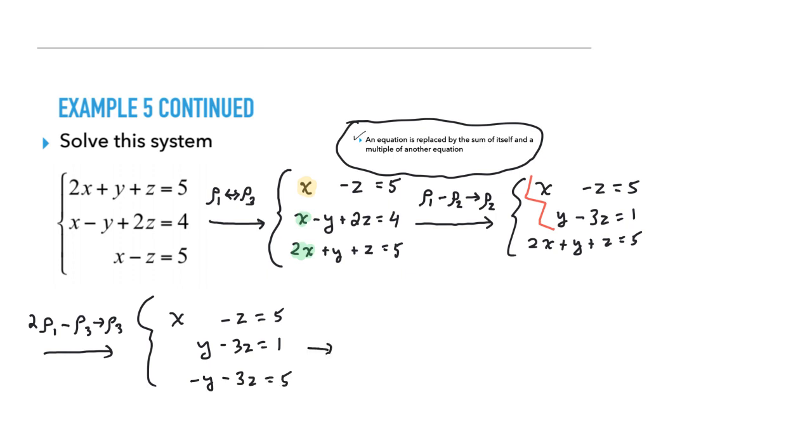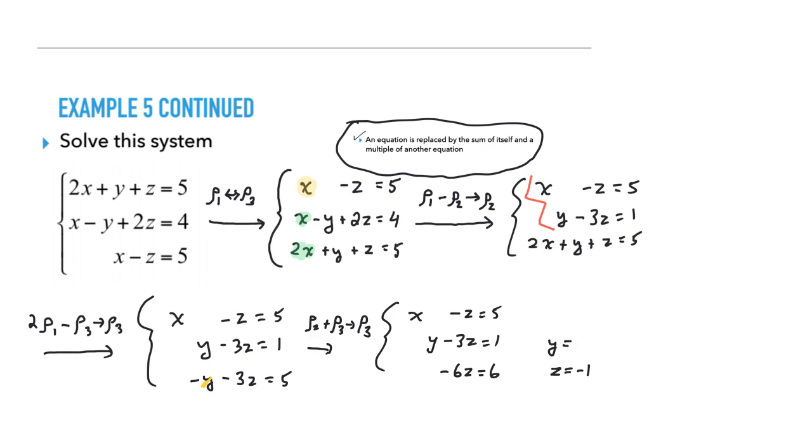And so I can repeat that exact same idea of replacing equation 3 with the sum of itself and a multiple of another equation. In this case, I'll take equation 2 and add it to equation 3. That'll eliminate the minus y that I see down here and put it completely in staircase form. So equation 2 plus equation 3, I store that in row 3. And my system will become x minus z equals 5, y minus 3z equals 1, and then lastly, negative 6z is equal to 6. And this tells me through back substitution then that z is equal to negative 1.